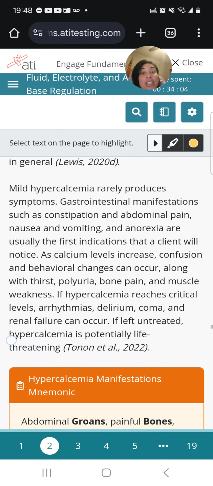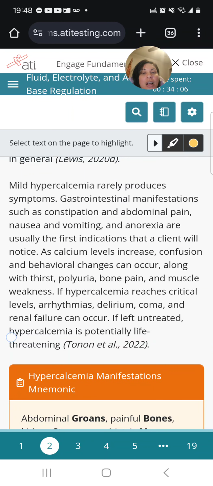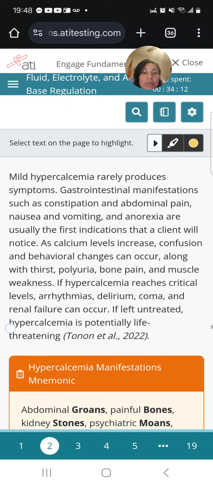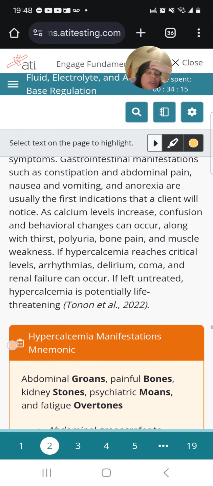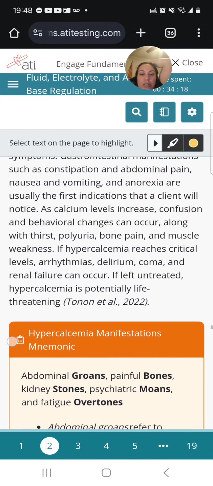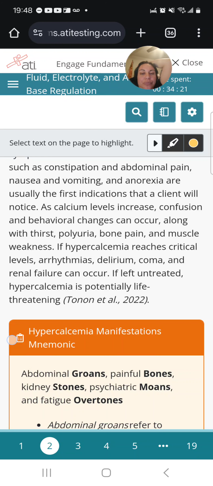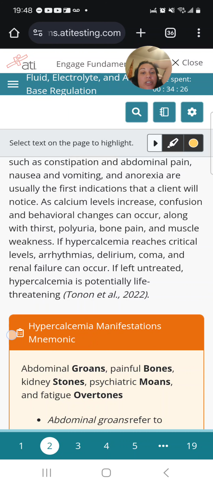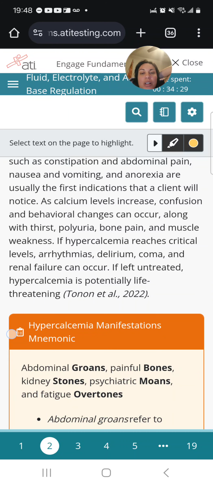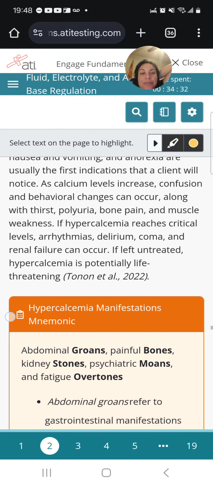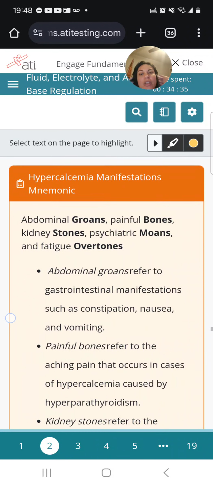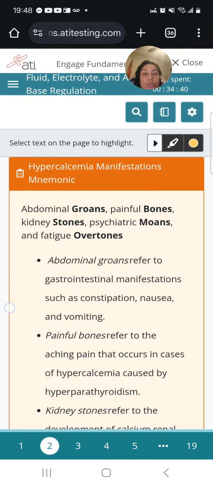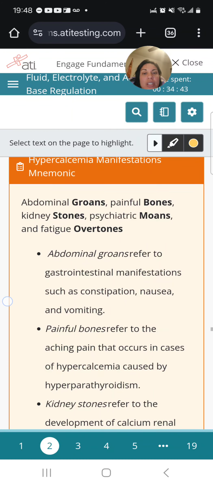Mild hypercalcemia rarely produces symptoms. Gastrointestinal manifestations such as constipation, abdominal pain, nausea and vomiting, and anorexia are usually the first indications that a client will notice. As calcium levels increase, confusion and behavioral changes can occur, along with thirst, polyuria, bone pain, and muscle weakness. Abdominal groans, painful bones, kidney stones, and psychiatric moans and fatigue overtones.